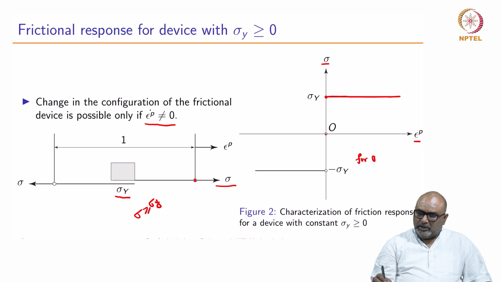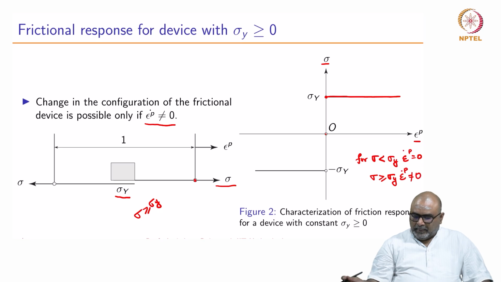So, for sigma less than sigma y, epsilon p is equal to 0, and for sigma greater than or equal to sigma y, epsilon dot p is not equal to 0. That is how the frictional device is characterized, and we have both plus sigma y as well as minus sigma y, which is going to characterize the frictional device.